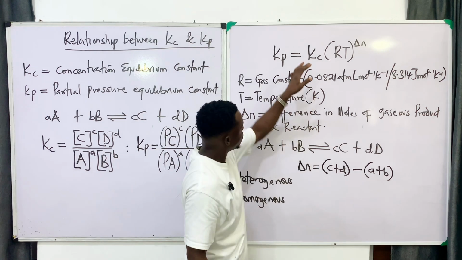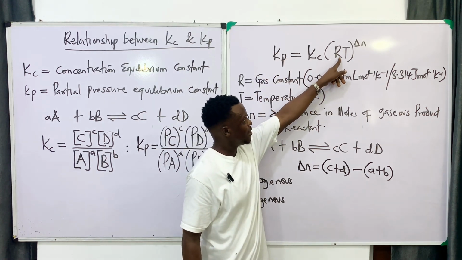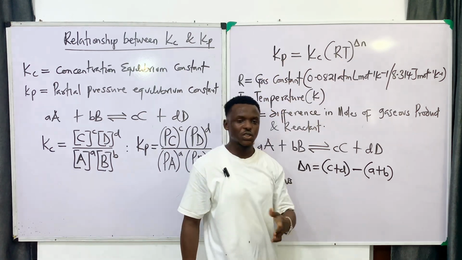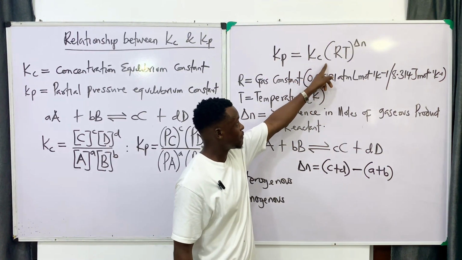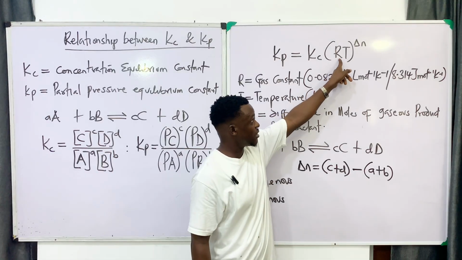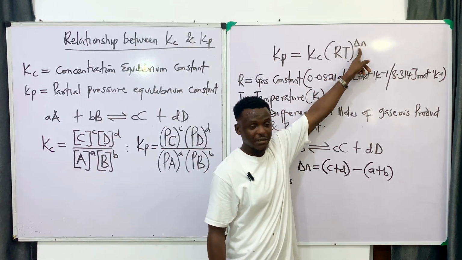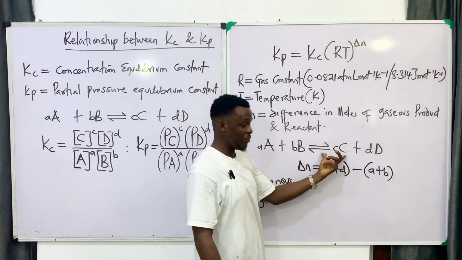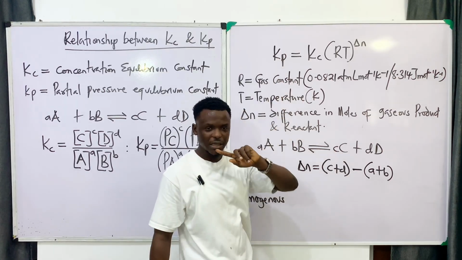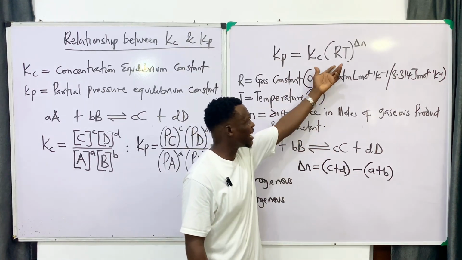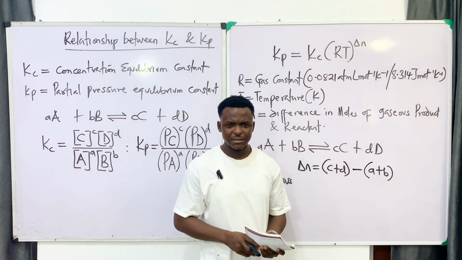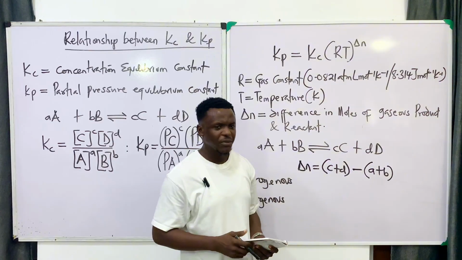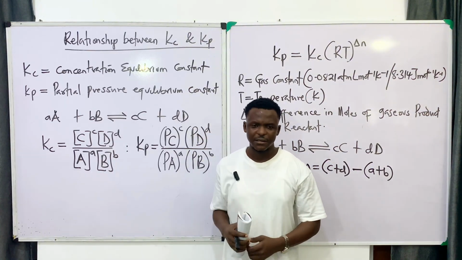Okay, so apart from R, class, they might ask you to solve for any of these parameters. They can give you Kc, give you R, give you T, give you delta n, which you have to get from the reaction. And then you have to solve for Kp. Or they can ask you to solve for anything at all. There are different ways questions can be asked. Do you understand? So let's take some few examples under this.